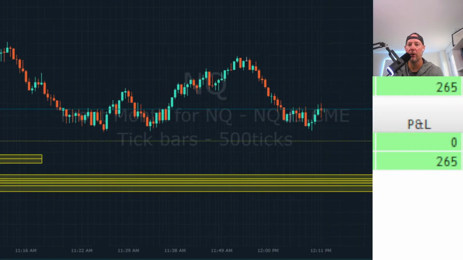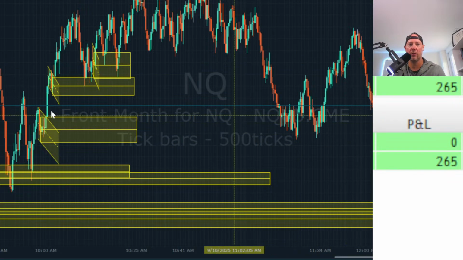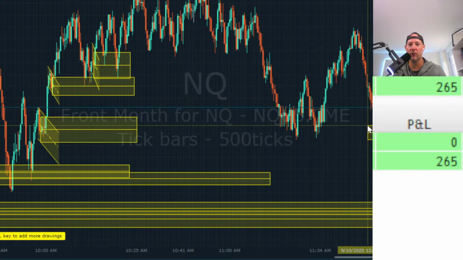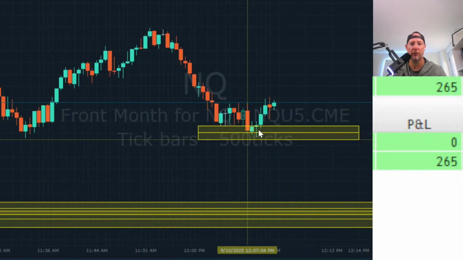Here we come. All right, let's look at what the market is doing. It had a bit of a sell-off here. Consolidation, trapped a bunch of shorts here. Looks like we want to reverse a little bit.